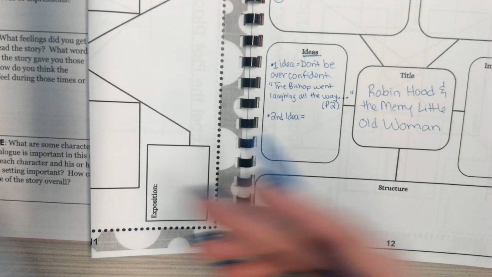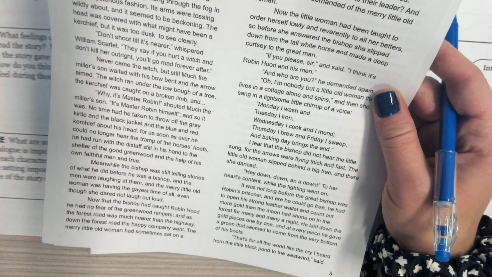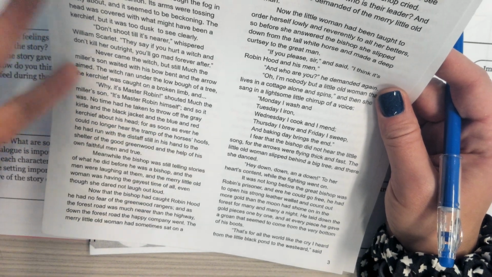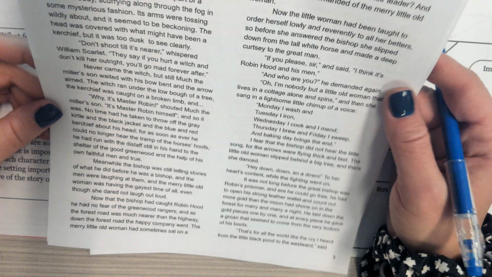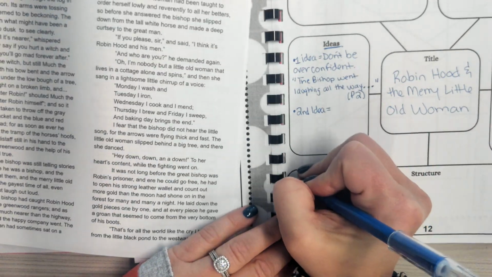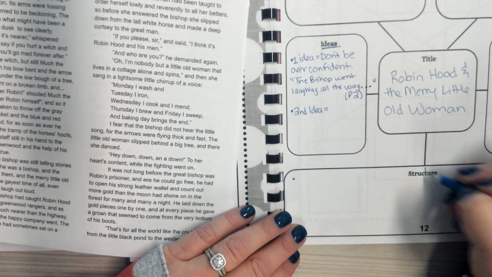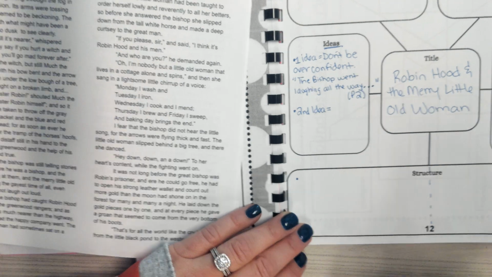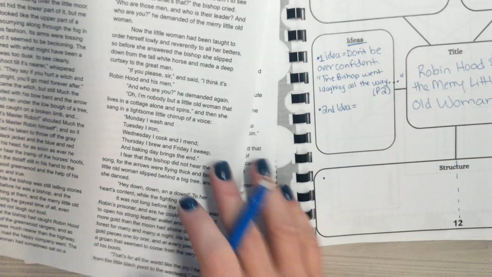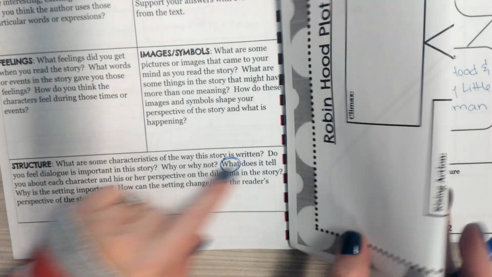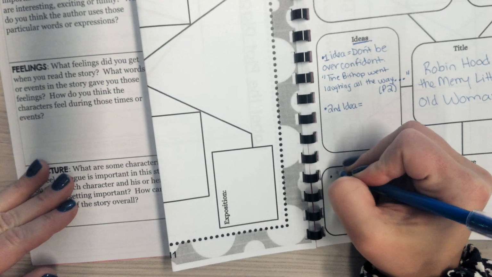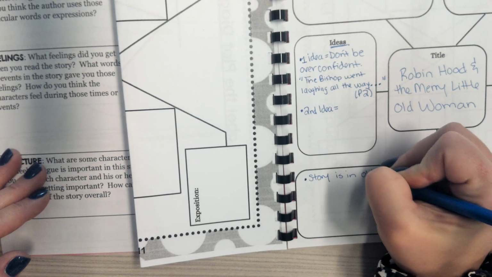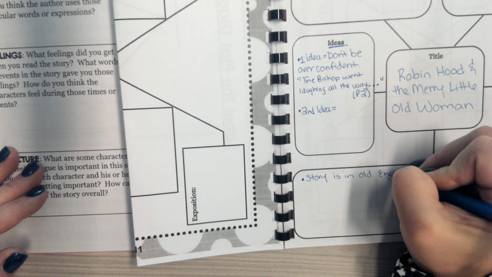All right, so what are some characteristics of the way the story is written? Well, it's definitely in what we would call Old English, right? It was kind of hard to read out loud. My brain kept wanting to change the words around so it would match how we speak today. So I think that's important. I'm going to split mine in half again. You do not have to, but I need to. I can't write in long sentences across. The way this story was written: story is in Old English.